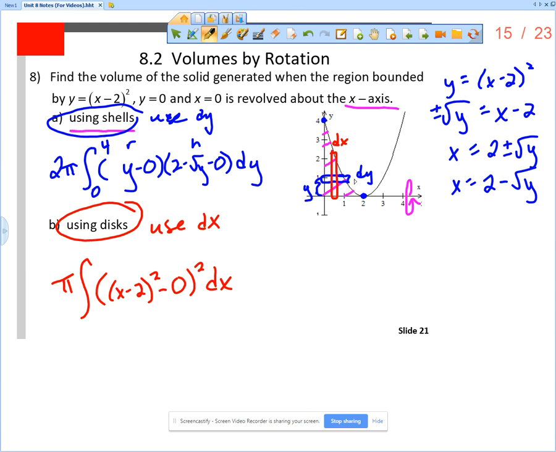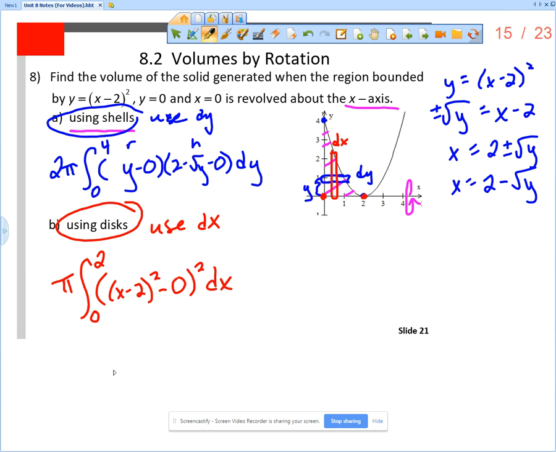Now we're integrating from what to what? Well, from left to right. What is the furthest left this region goes? That's x equals 0. The furthest right this region goes is x equals 2. Now, these are two different methods of finding the same value. If you were to carry them out, you would get the exact same value. A nice quick check would be to plug these into your calculator and make sure that they do indeed give the same value. So that is slide number 21.